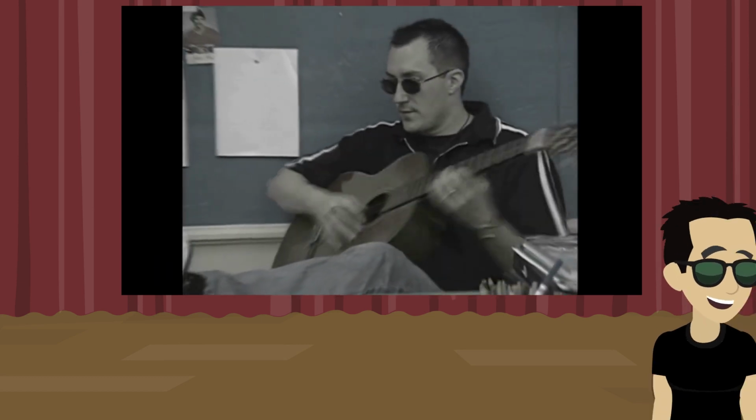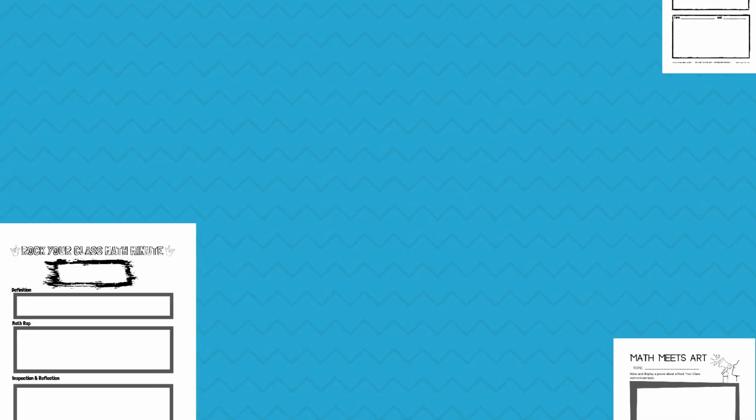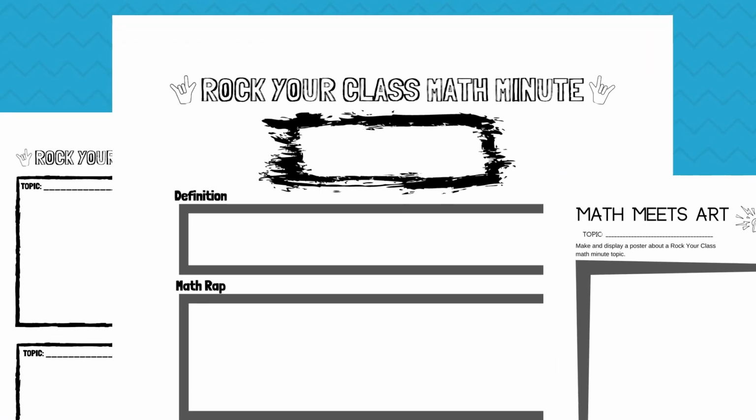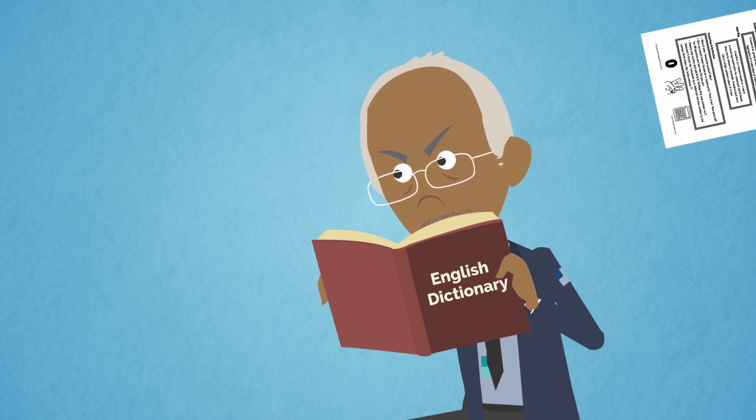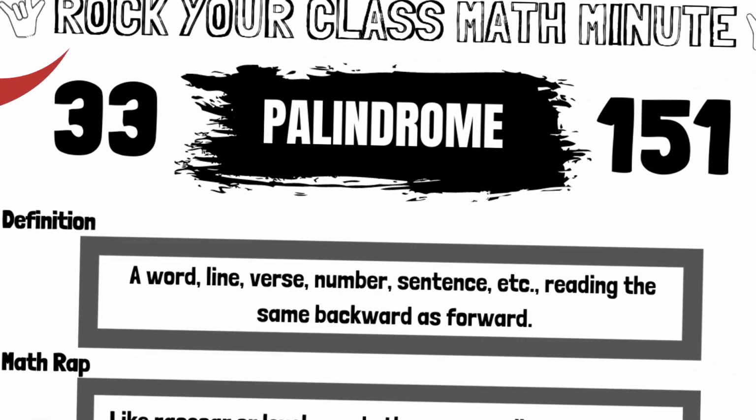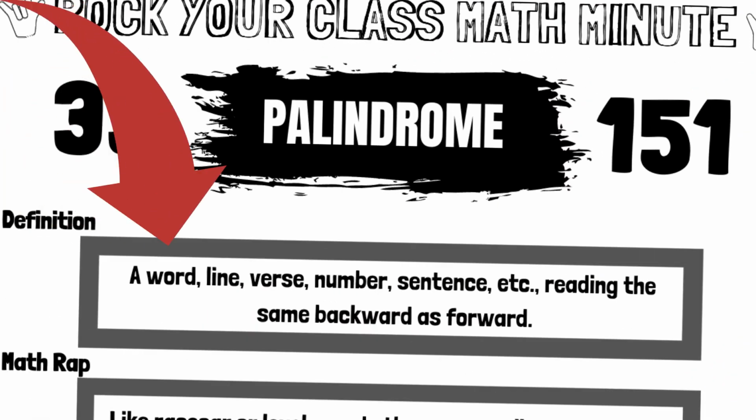Get ready for today's Math Minute topic. Palindrome. What does the dictionary say? A word, line, verse, number, sentence, etc., reading the same backward as forward.